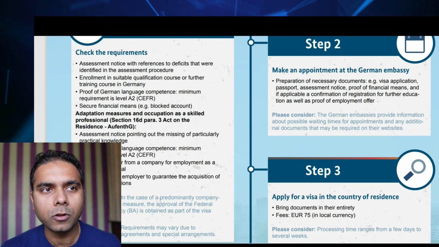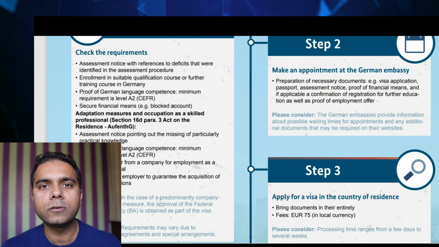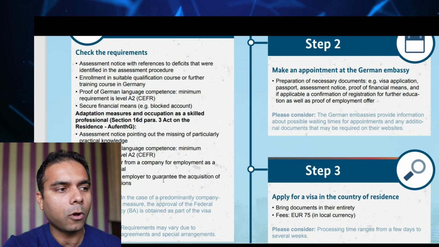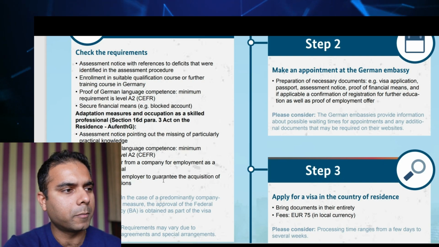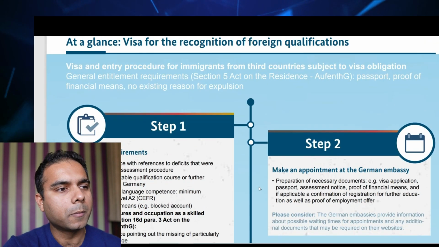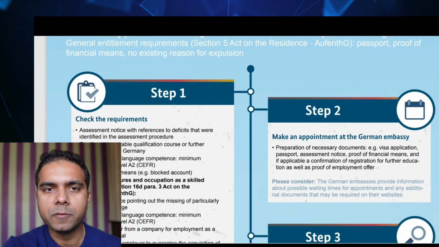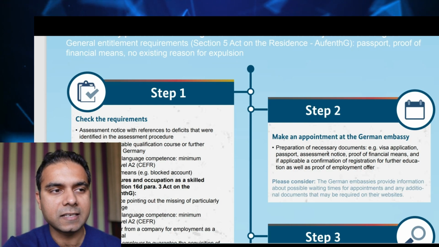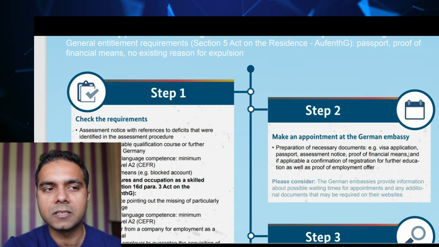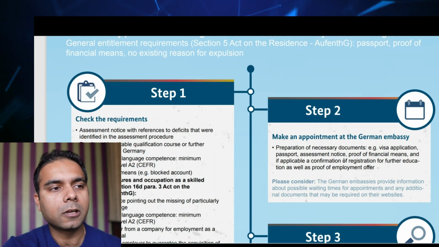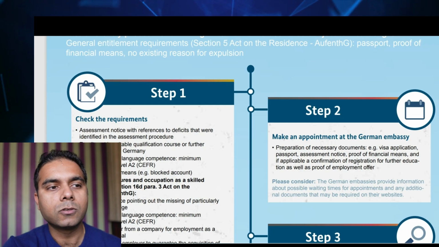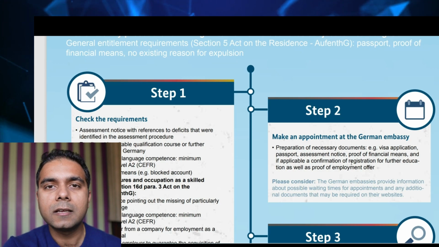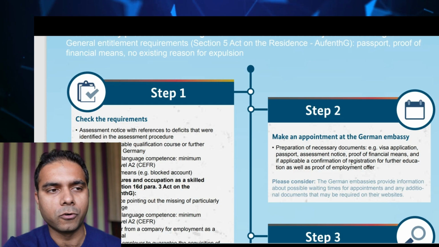And if you are applying on your own, then you will not have that, and also that is not a mandatory requirement for doctors. The assurance of employer, that also, as I said, is not a mandatory requirement for doctors. Now, going to step number 2, you have to make an appointment at the German embassy, and these documents are required: visa application, passport, assessment notice, that is the deficit Bescheid, proof of financial means, that means the blocked account, and if applicable, confirmation of registration of further education. So this is again for other professionals; for doctors it can be considered the acceptance letter for the Fachsprachprüfung.